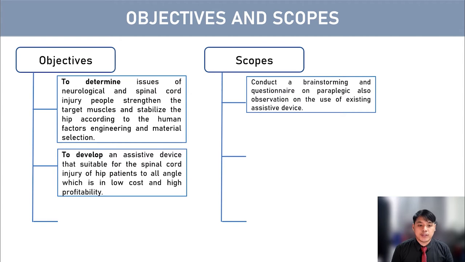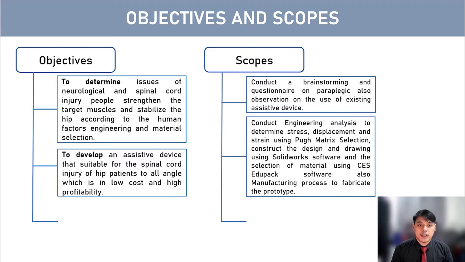The second one is to develop an assistive device that is suitable for the spinal cord injury of hip patient to all angles, which is low cost and high profitability. The scope is conduct engineering analysis to determine stress, displacement and strain using pure matrix selection, construct the design and drawing using SolidWorks software, and the selection of material using CES EduPack software, also manufacturing process to fabricate the prototype.